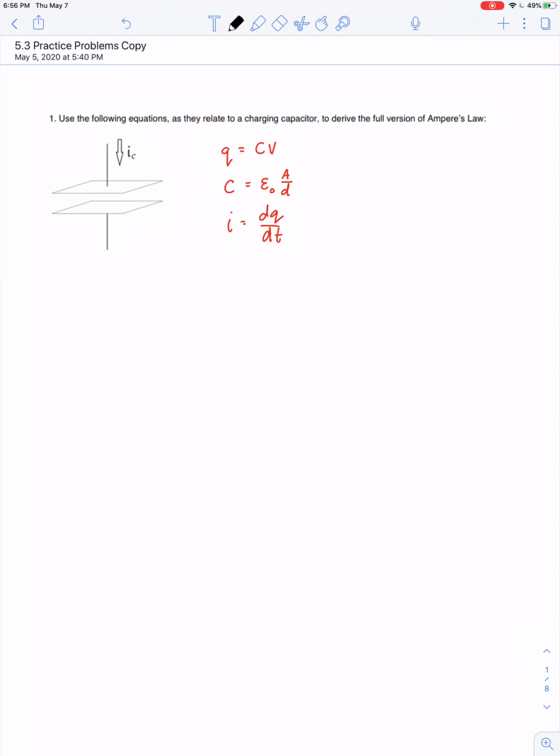We'll wrap up Unit 5.3 by doing some example problems so we can finally put into practice a lot of the equations that we've developed throughout these video lessons. So our first question here is to derive a full version of Ampere's law. Ampere's law is the one that says the integral of B dot ds is equal to mu naught times I enclosed. It's one of Maxwell's equations.